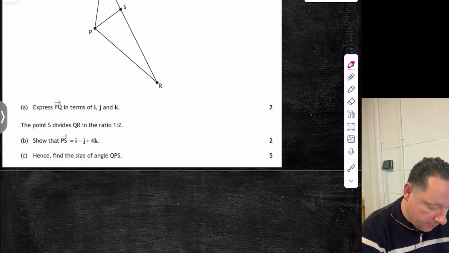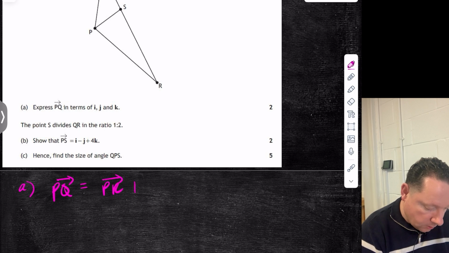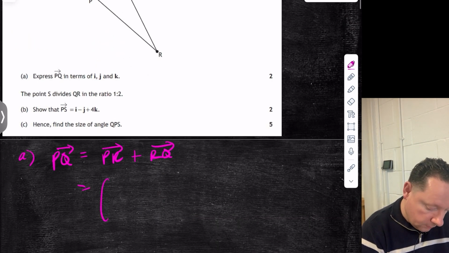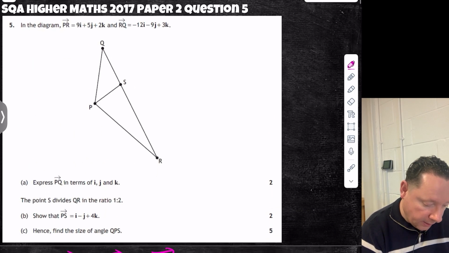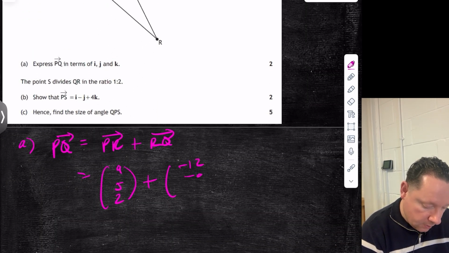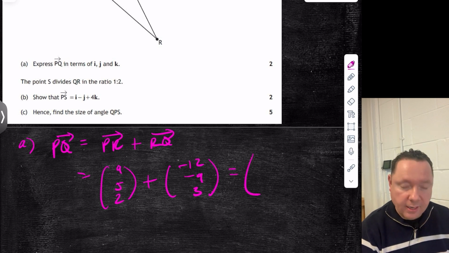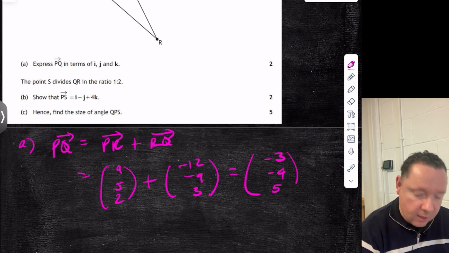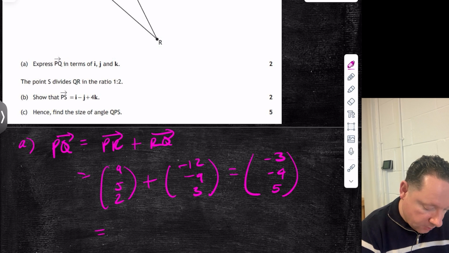So for part A, PQ is equal to PR plus RQ. PR is (9, 5, 2) plus RQ is (-12, -9, 3). Adding them together, 9 minus 12 is minus 3, 5 minus 9 is minus 4, and 2 plus 3 is 5. And we're done there. Now writing it in terms of i, j, k, that's -3i - 4j + 5k.